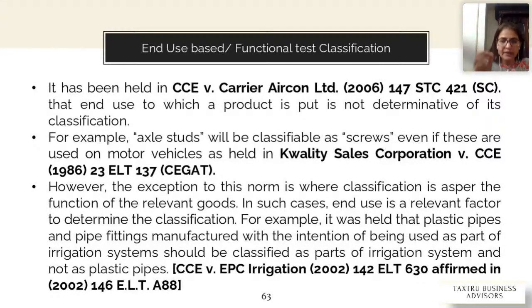But when they have restricted the end use, that means this pipe, this fitting is only suitable for usage in an irrigation system only, then you have to see under which category you have to classify them, because here end use is having a major impact on deciding the HSN classification of that particular product.